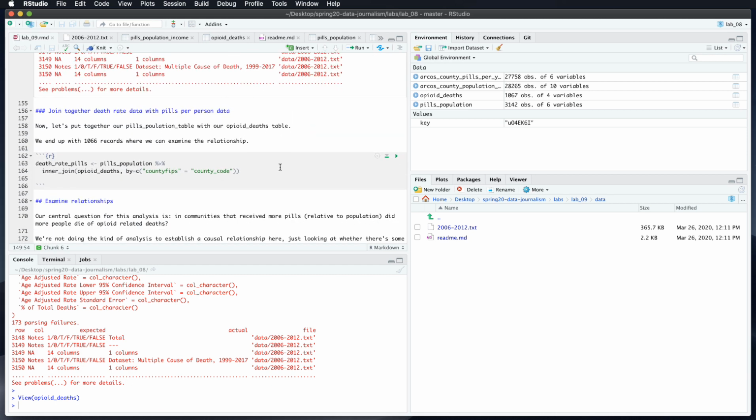Okay, so now we're going to put them together. So I'm going to join my pills population table. This is the one with the rate of pills per person with the opioid death rate table.